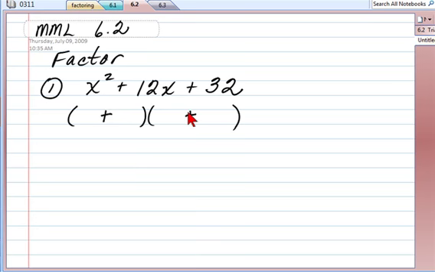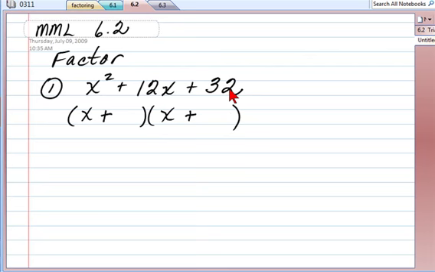Now we have to think about FOIL: first, outer, inner, last. First is pretty easy. This first position times this first position has to give me x squared, so it has to be x times x. That part's easy. The next thing I have to think about is that the last position times the last position has to give me 32. But there's more than one way for that to happen.